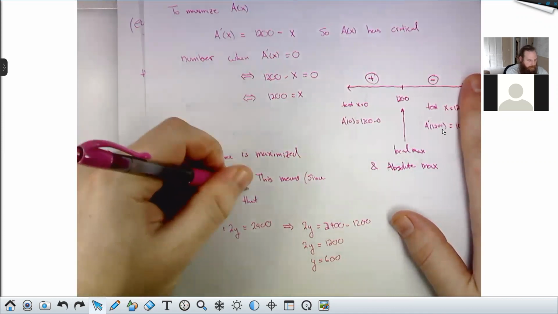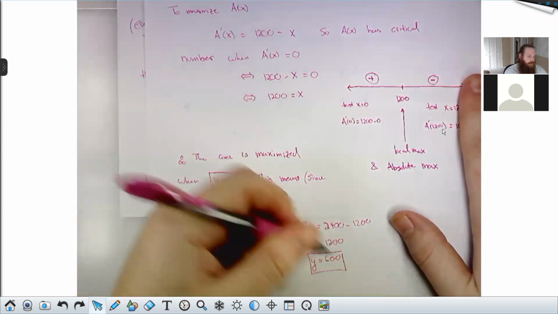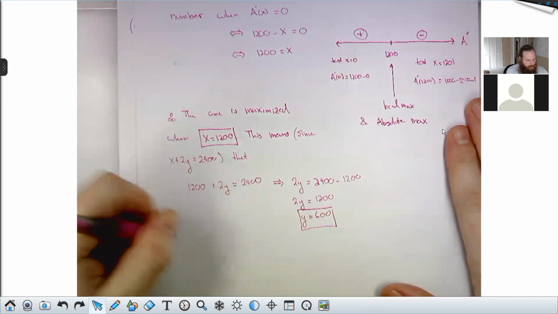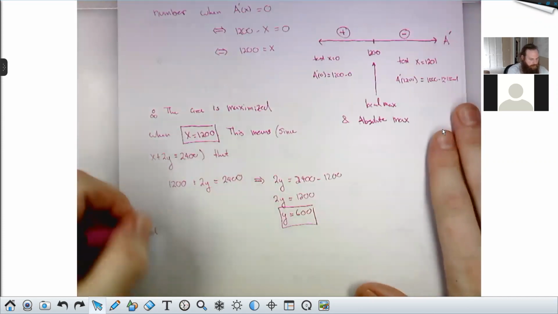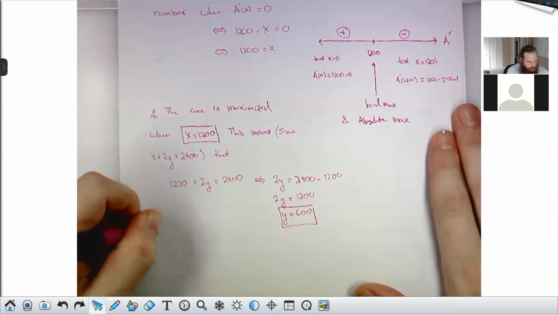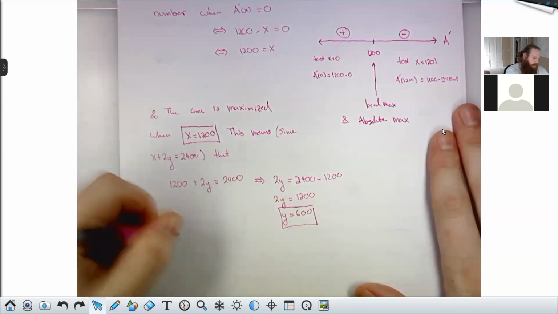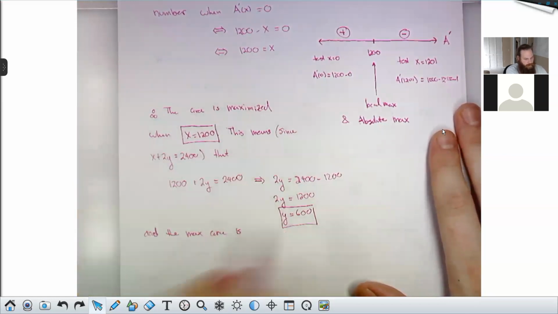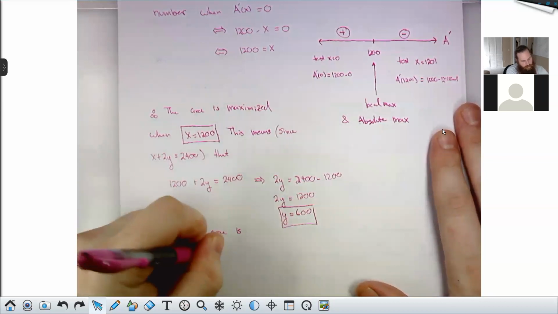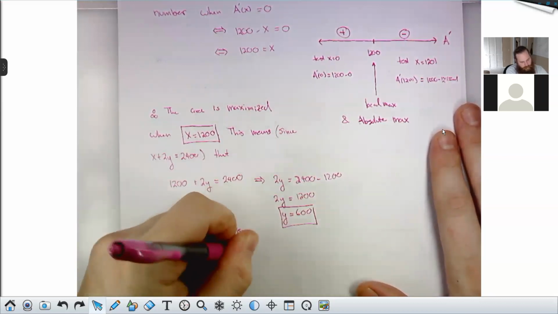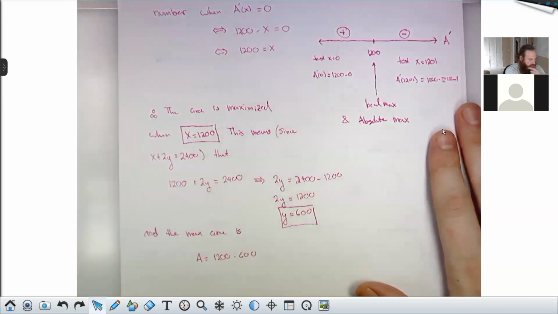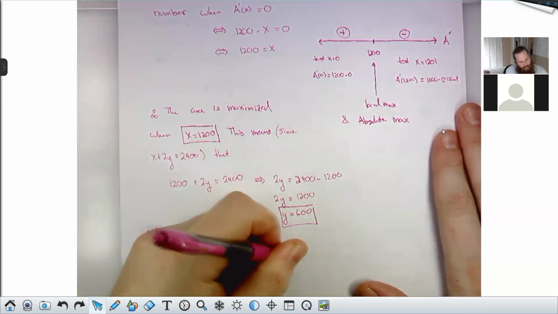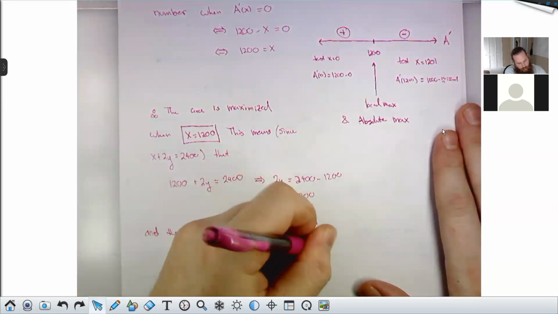So the dimensions that maximize the area are x is 1200 and y is 600. And the max area itself is 1200 times 600. Now 12 times 6 is 72. So this is 720,000 square feet.